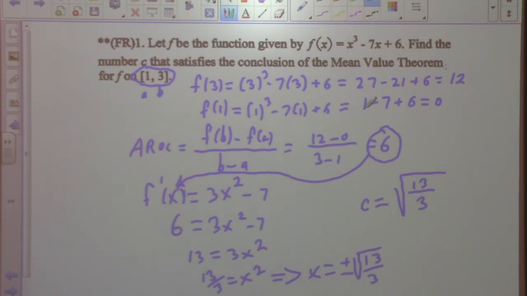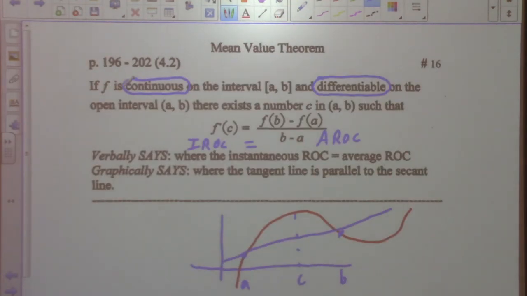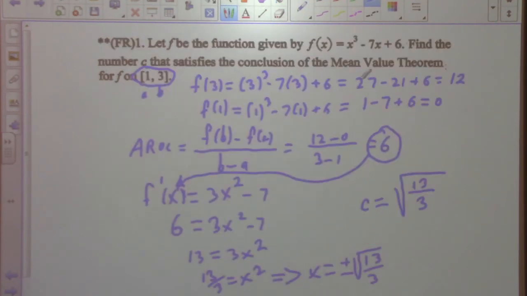Remember what the conditions of the mean value theorem are, how do we know the conditions of the mean value theorem are met? Okay, let's look at this right here. What do you have to have? You have to have the function be continuous and differentiable. So the question is, is this thing continuous and differentiable on this interval? Yes. How do you know that? We don't know. I just know it is.